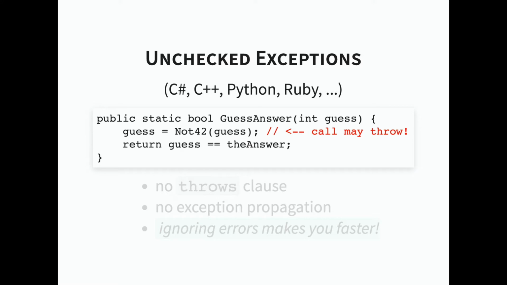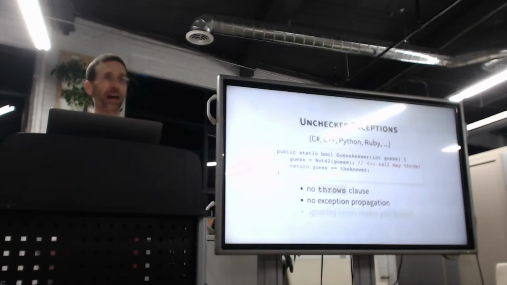With unchecked exceptions, used in many popular languages including C#, C++, and all the major scripting languages, Python, Ruby, PHP, Perl, etc., those constraints are all dispensed with. There is no throws clause included as part of the method signature. So you can't tell which functions throw exceptions and which don't. And there is also no exception propagation. So if a function which has not heretofore thrown exceptions changes its internal implementation to start throwing some, there's no way for users to know that, at least not from the function's API.